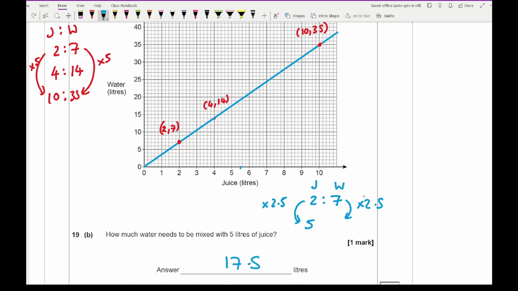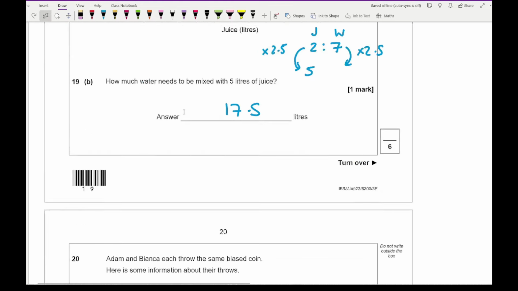Alternatively, I could have used my graph, in which it's going to be roughly about there. And you can see there that it's going to be, oh no, sorry, not there. It is going to be at this point here, which is just in between the box of 17 and 18.